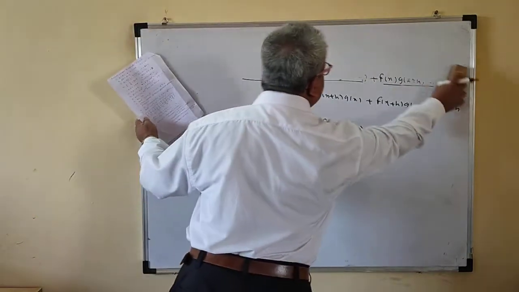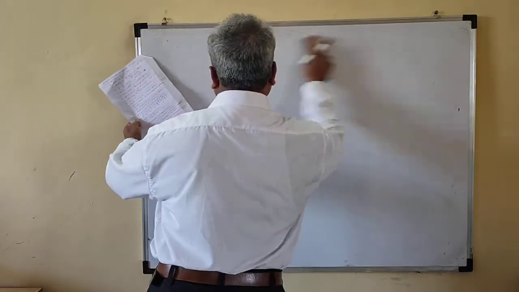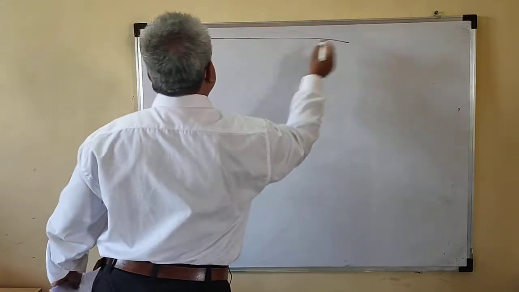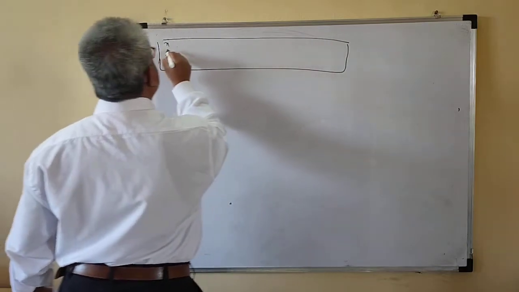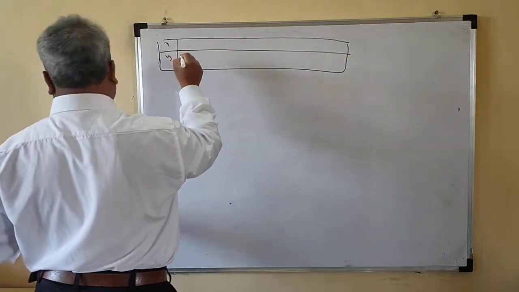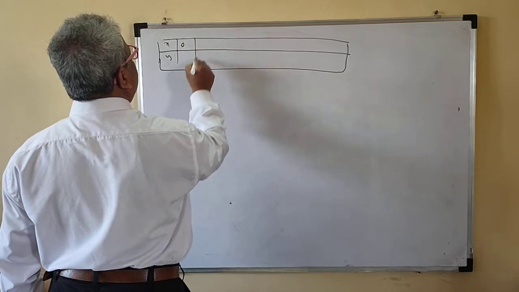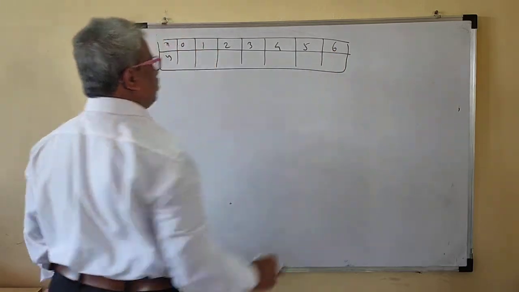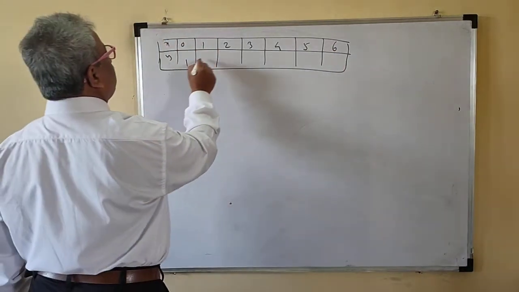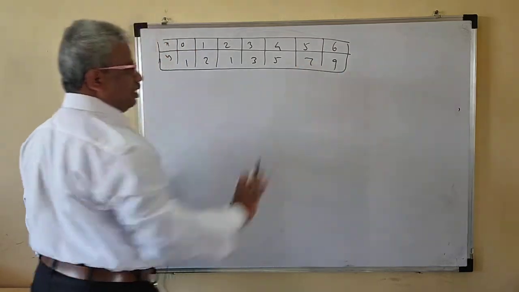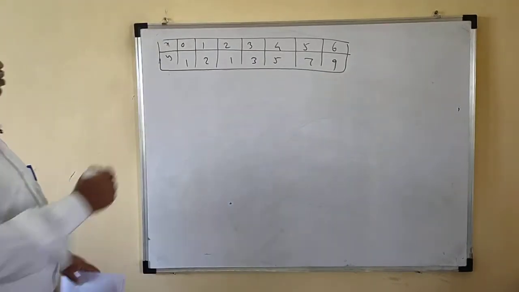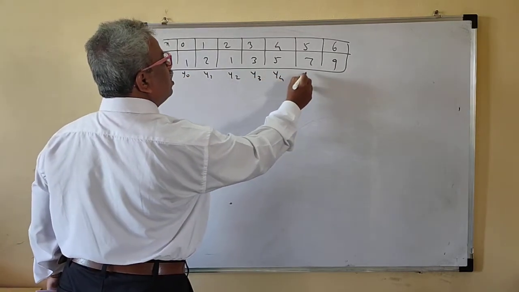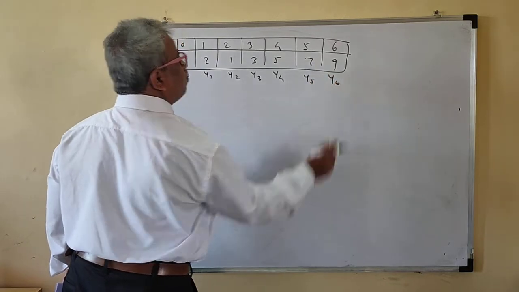Now suppose we have been given a table. Suppose x is equal to 0, y is equal to 0. So suppose this is given to you: x values 0, 1, 2, 3, 4, 5 and 6, and some values are given. So this is your y0, this is y1, this is y2, this is y3, this is y4, this is y5 and this is y6.